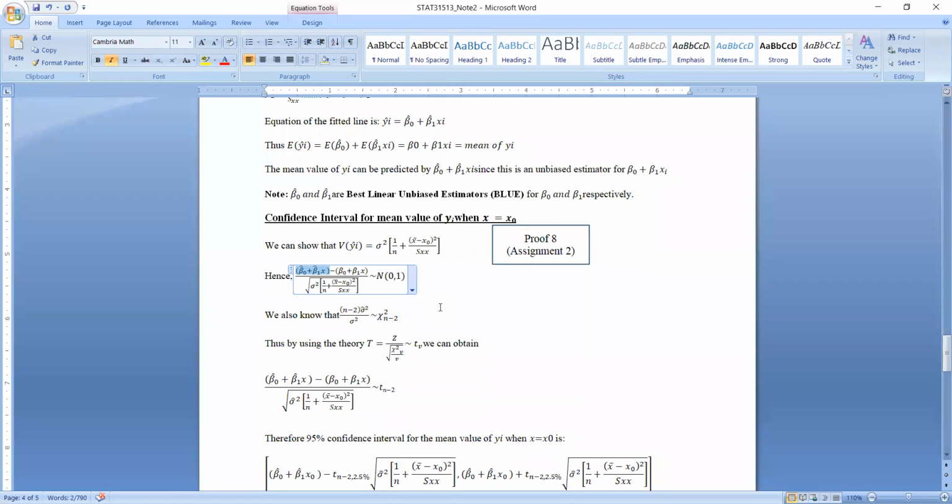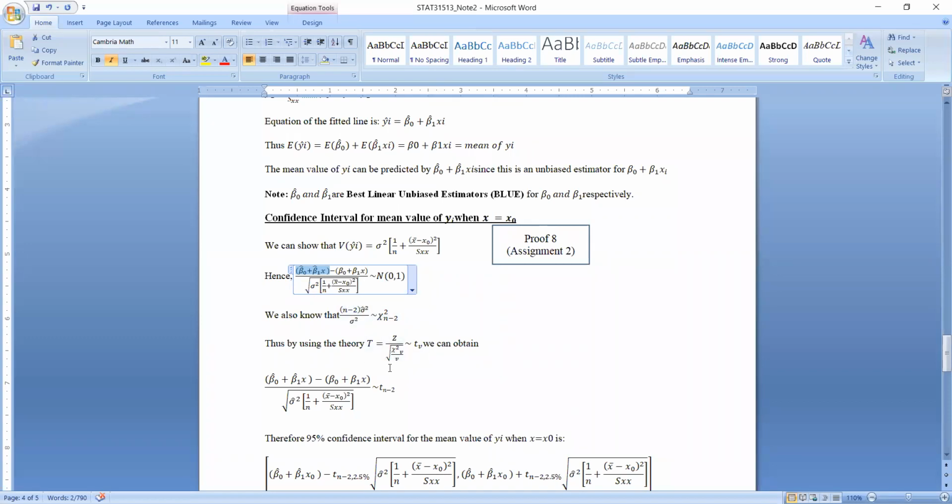Also, we know a known distribution: if you take (n minus 2) into sigma squared hat over sigma squared, this term has a chi-square distribution. That is, if you take any estimator of variance, divide it by the variance parameter, and multiply it by a particular degrees of freedom, this quantity has a chi-square distribution with that respective number of degrees of freedom. In this case we have considered n minus 2, so this quantity has a chi-square distribution with degrees of freedom n minus 2. So here we have a standard normal distribution, and here we have a chi-square distribution.